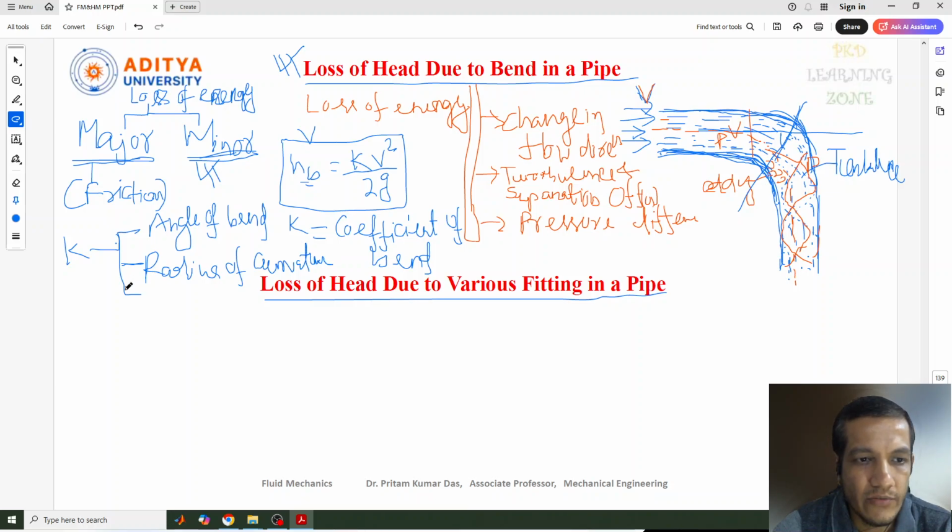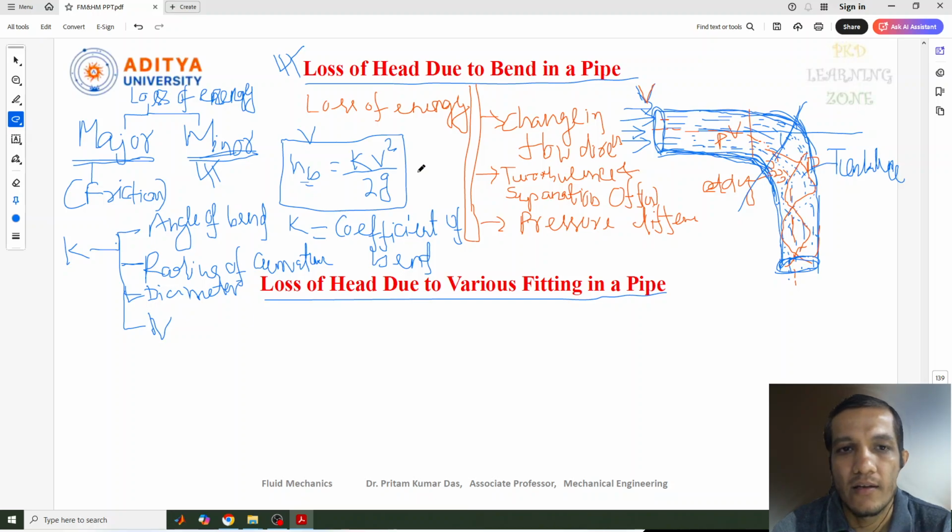Okay, and next, what about the diameter of this pipe? At this point, is a similar diameter there or not, is the diameter small or large? That is also one factor in this K, the coefficient of bend. So the pipe diameter is also required, because only then can we decide, based on this diameter, how much bending is required. So that is also one parameter. Along with that, the flow velocity V is also one parameter for this K. So this is all about the loss of head due to the bend in the pipe.